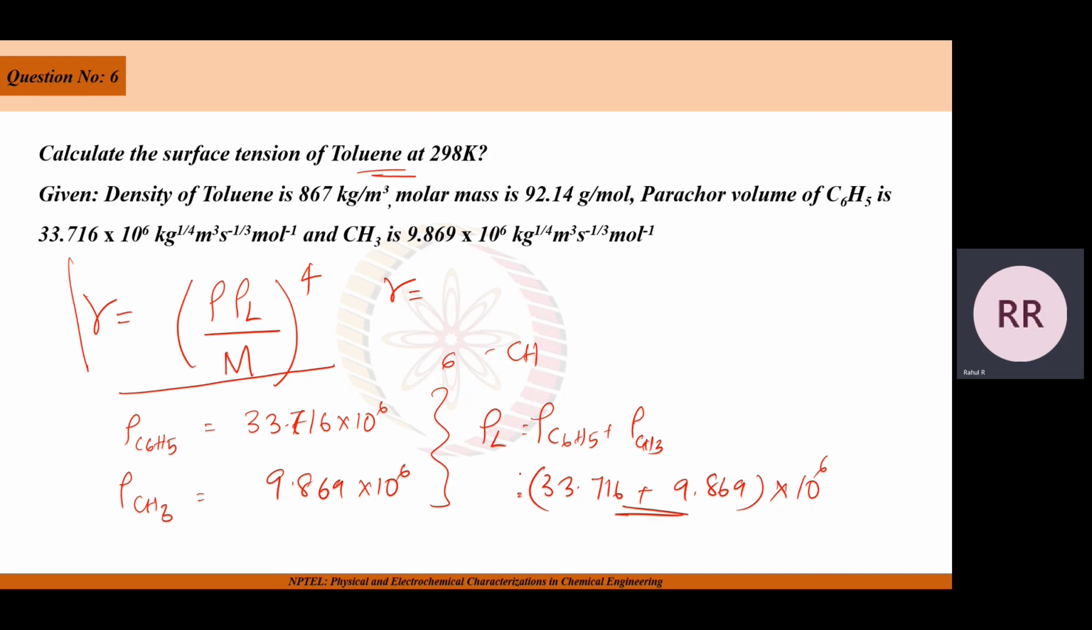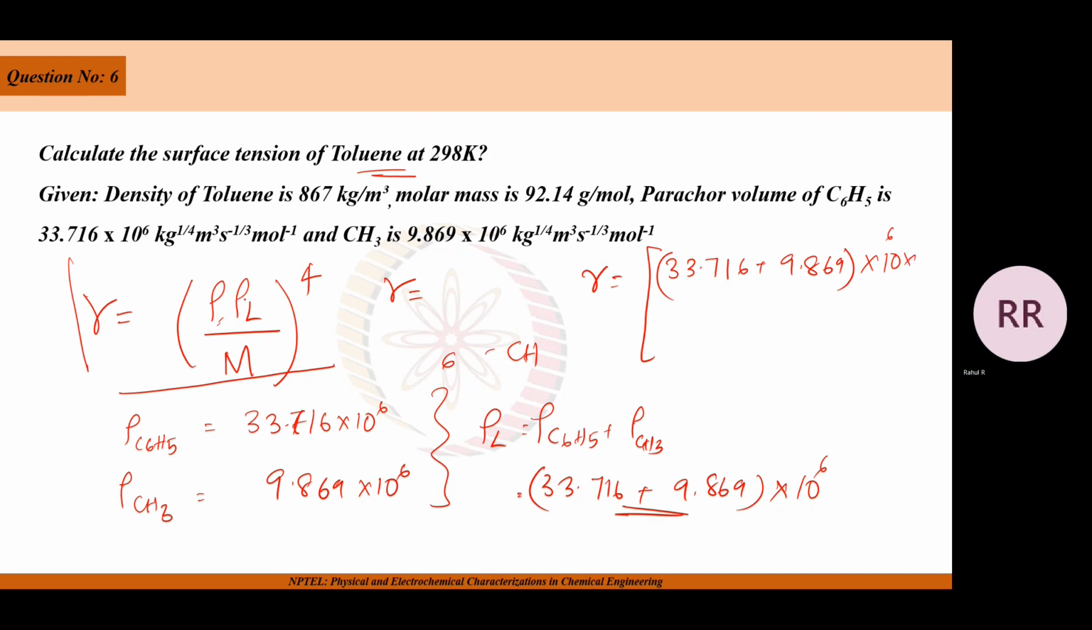Okay. So now you have this particular value and all the other values are given. You need to calculate rho. Rho is equal to 23.716 plus 9.869 times 10 to the power 6, multiplied by the rho, which is 867. This is 867, and this has to be divided by 92.